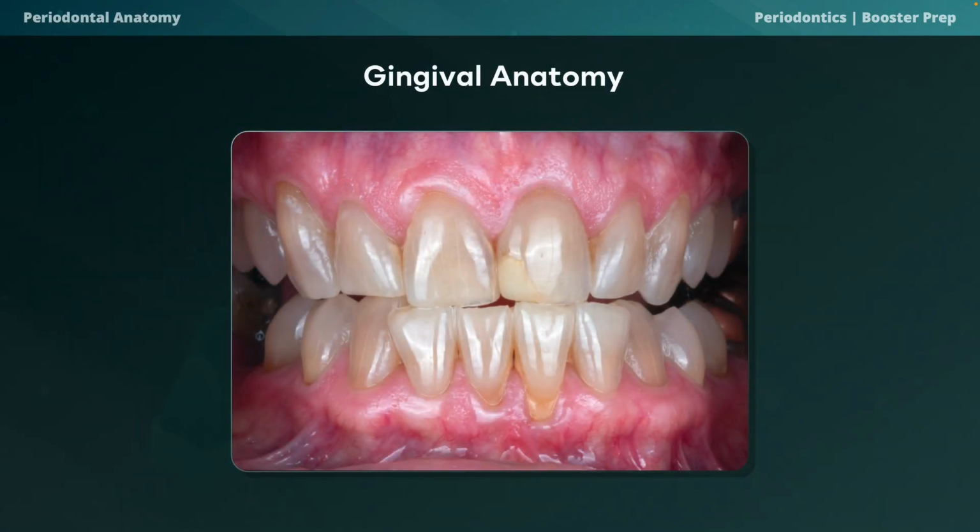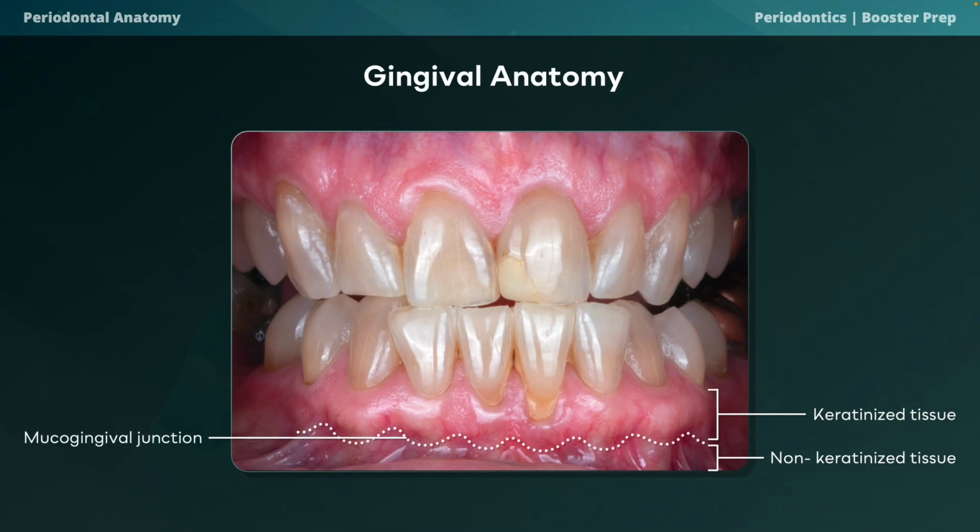We're going to start with a review of gingival anatomy. It's important to be able to identify what the gingival anatomic landmarks are in periodontics. Clinically, the gingiva, which is made up of this coral pink keratinized tissue, can be differentiated from the red non-keratinized tissue or mucosa. This is separated by a visible mucogingival junction, or MGJ as some of you may call it.